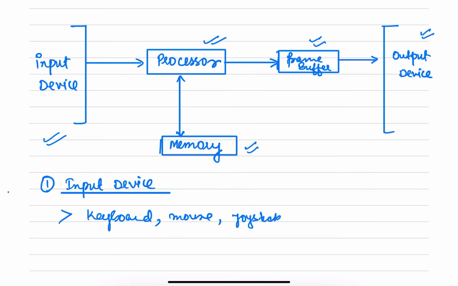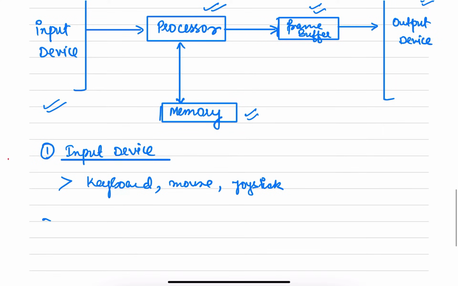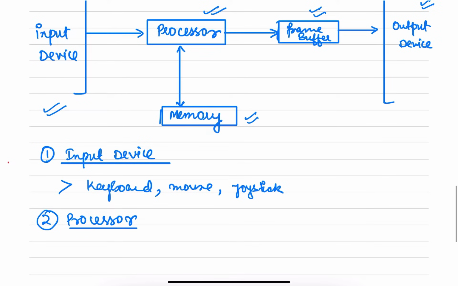Then we have a processor. Second is the processor. What is the use of the processor over here? It basically converts the primitives. Now what are primitives? Primitives are kind of 2D images like your lines and polygons. The processor converts the primitives, that is your lines or polygons, into pixels.